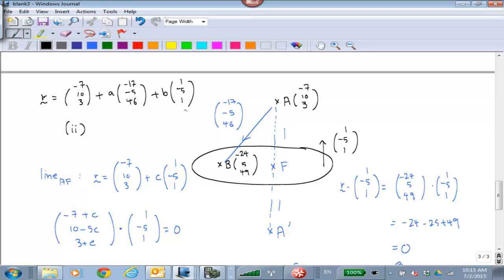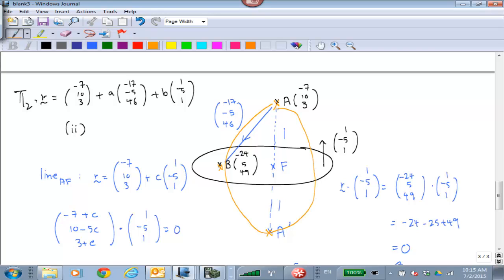That's the answer. To the plane 2, this is plane 2. Do you know why? Because if the question tells you that plane 2 contains A, B, A prime, do you agree that it's like that?